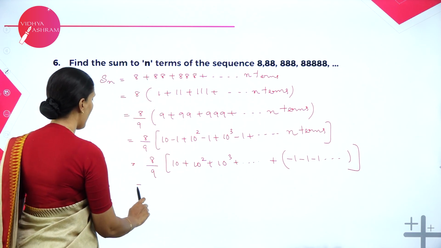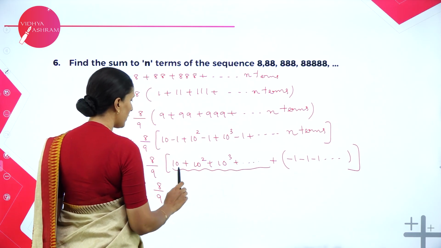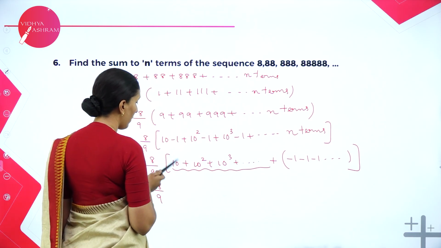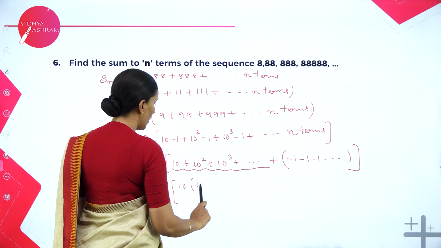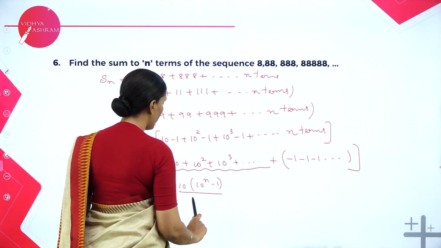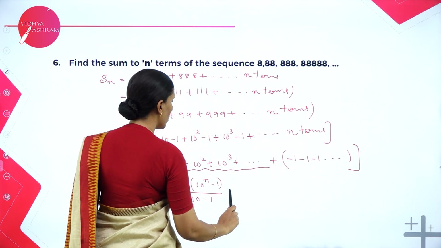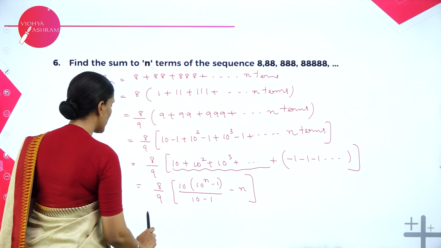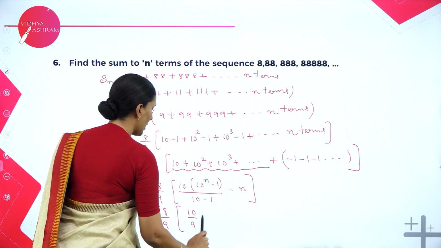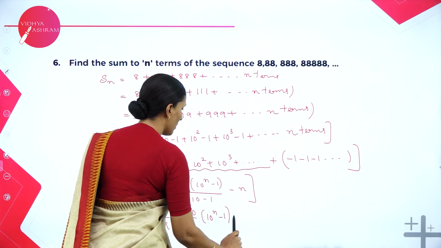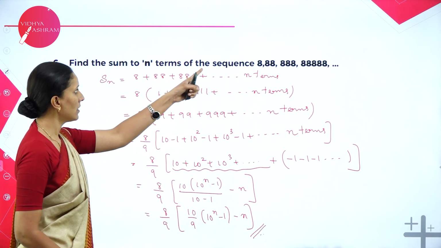So now here we have 8 by 9. Clearly 10, 10 square, 10 cube, etc. is in the form of a GP where first term is 10, common ratio is also 10. So therefore this is 10 into 10 power n minus 1 divided by 10 minus 1. Next we have minus 1 minus 1 minus 1 n times, which is minus n. So this is equal to 8 by 9 into 10 divided by 9 into 10 power n minus 1 minus n. So this will be the general term to find the sum of the series.